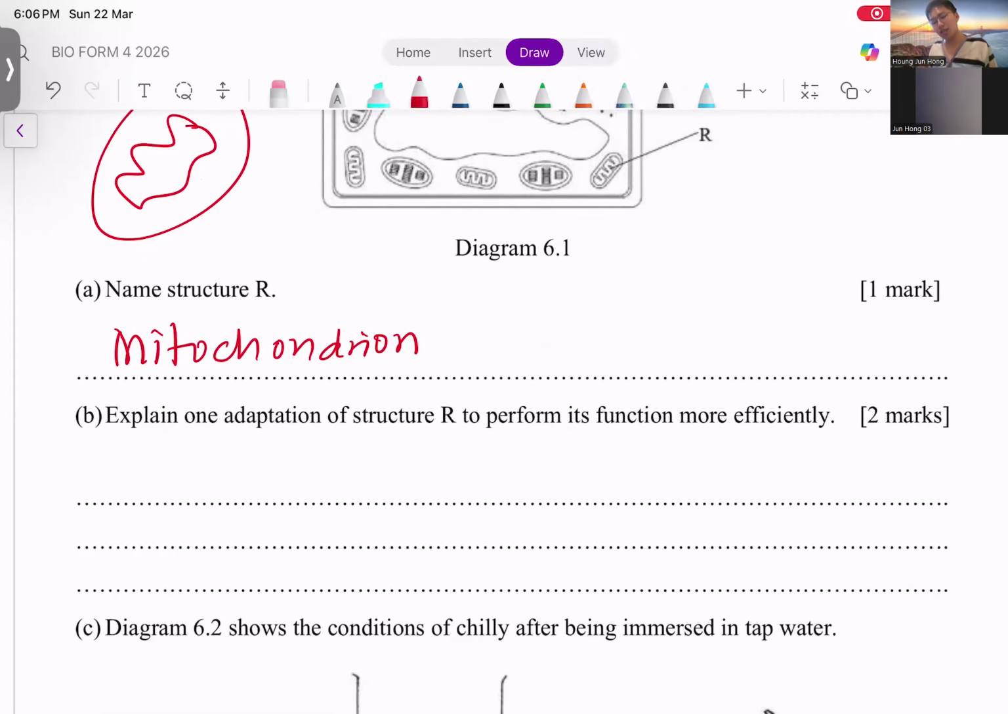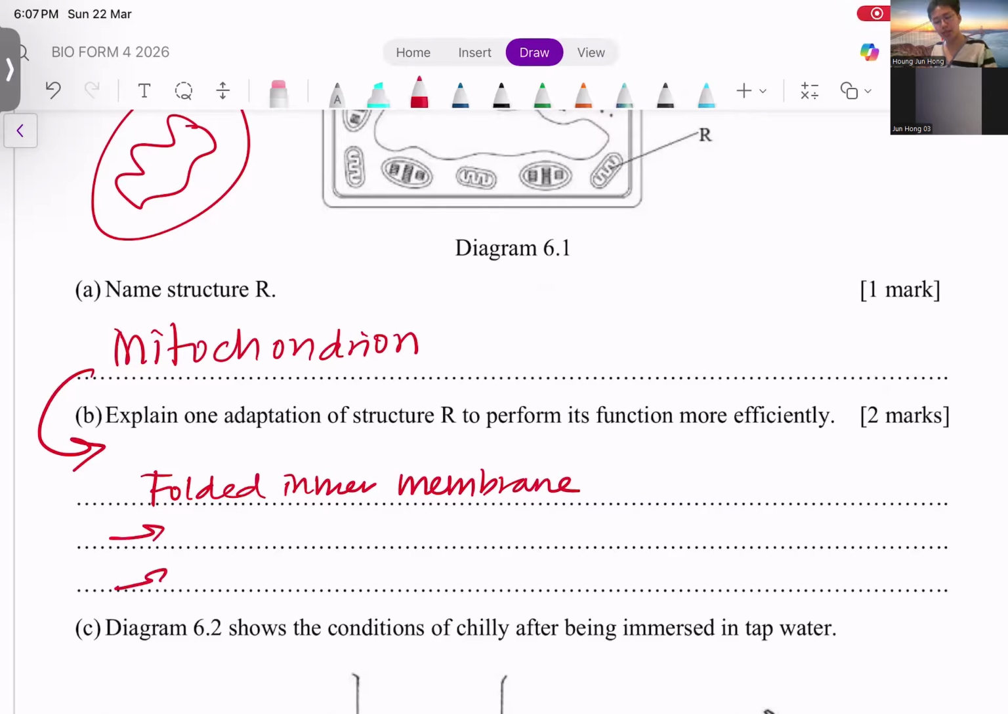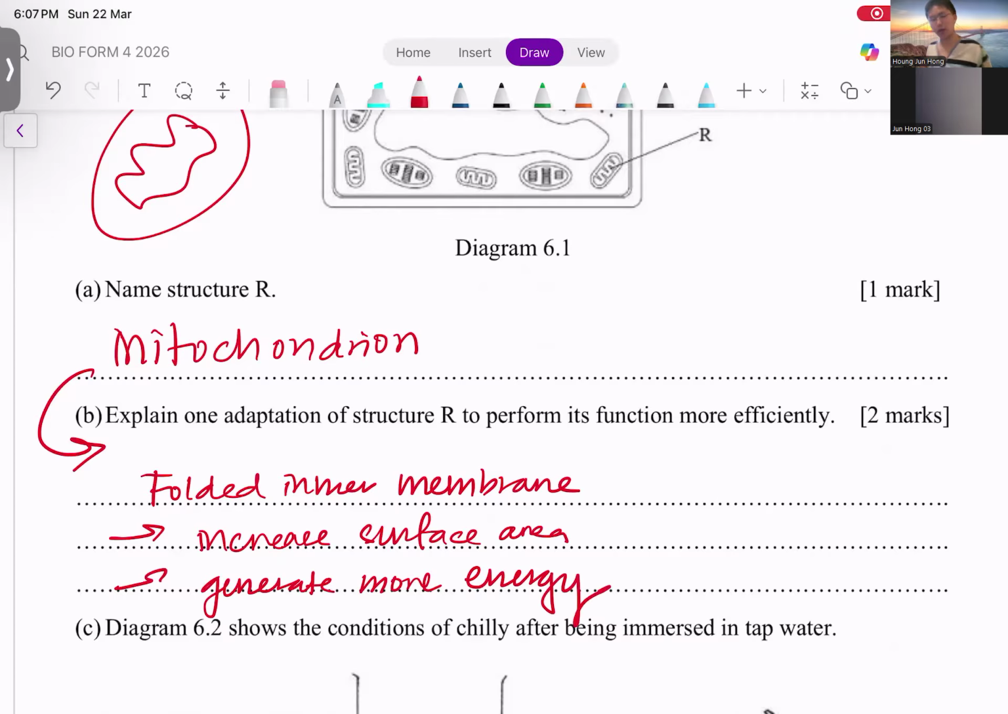Moving on, the adaptation of R to perform its function. So what is R? Again, this one has been done in chapter 2 quite a few times. Just remember, folded inner membrane. That is to increase the surface area to generate more energy.